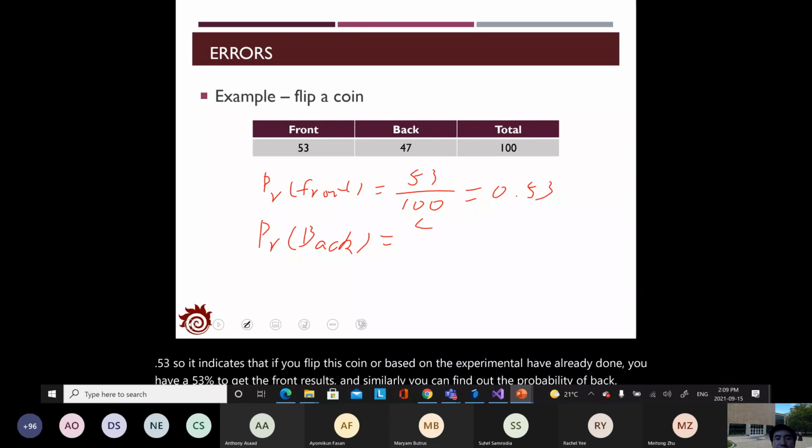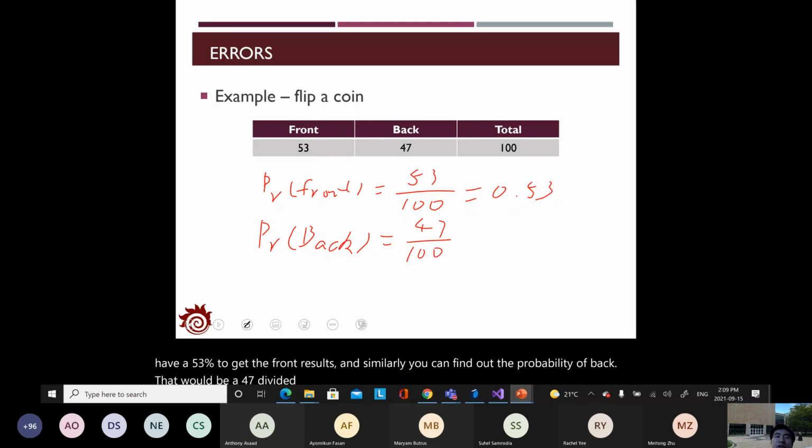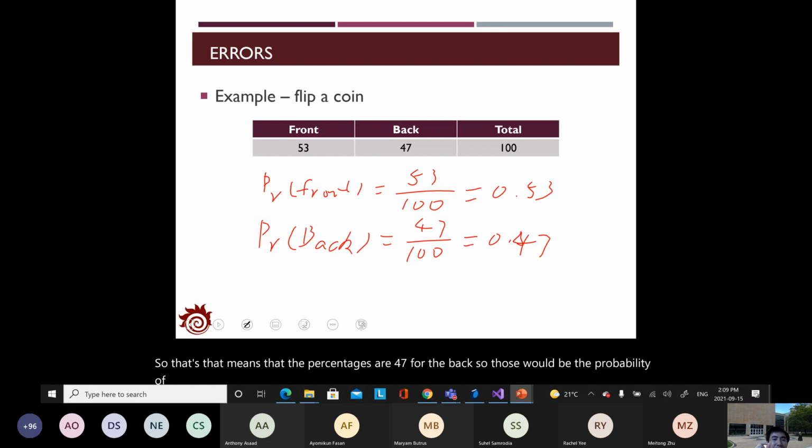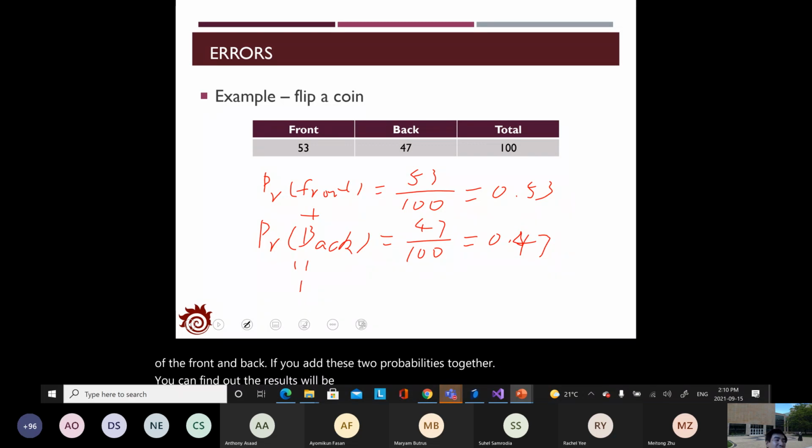That would be 47 divided by the total number of the experiments, which is 0.47. So that means the percentage is 47 for the back. Those would be the probabilities of the front and the back. If you add these two probabilities together, you will find the result is 1. That indicates you have a 100% chance to get either the front or the back. So there are only two results when you flip a coin.